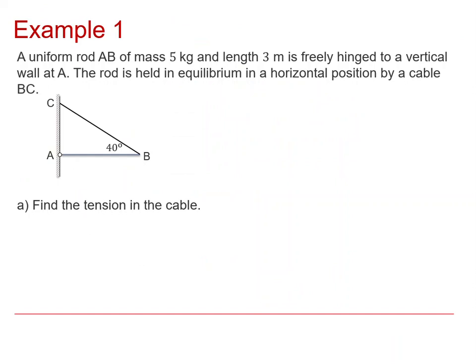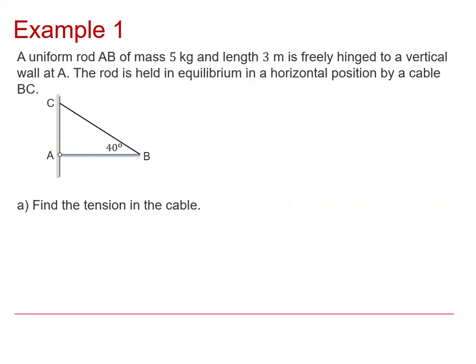Let's begin with the problem about a uniform rod. It's hinged at a wall at the point A, freely hinged, so there's no torque there. The rod would simply flop below A if the cable CB were broken. The rod's held in equilibrium in a horizontal position by a cable BC, and we assume it doesn't sag. In other words, it's a light cable, so its own weight doesn't contribute. We're asked to find the tension in the cable.